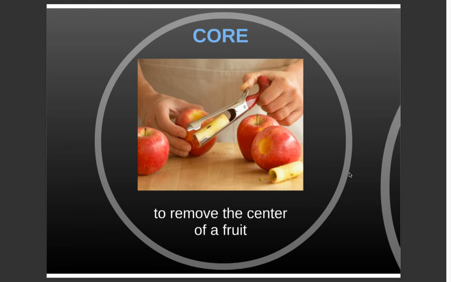To core, we are going to remove the center of a fruit or a vegetable. You can use this cool corer that you just slide in and pull out. A lot of corers also include ways to slice the apple around, or you can use a paring knife to core whatever you're doing. Sometimes you can use a spoon if it's soft like zucchini.